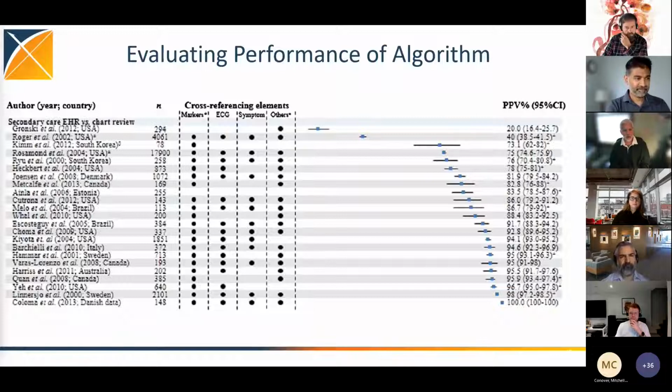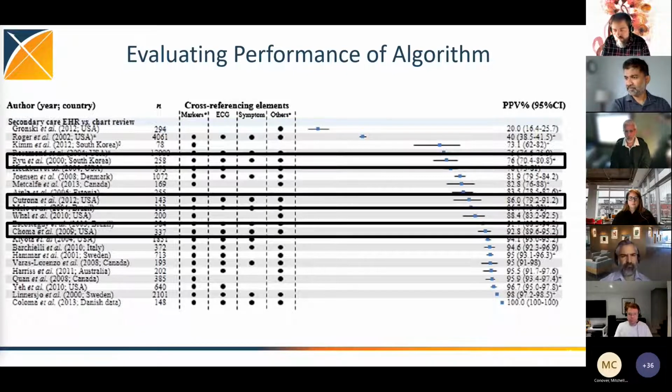This is some of the overall results that you see from the Robo paper. And you see a wide range of values for positive predictive value through all the different papers, ranging from about 20% to about 100%. And we see the three examples that I had given before somewhere in the middle within those ranges.